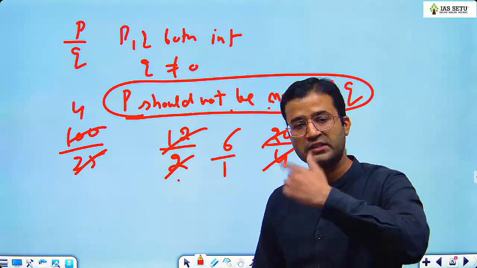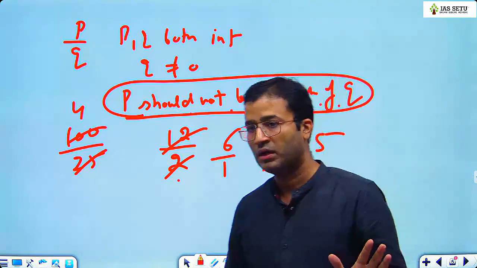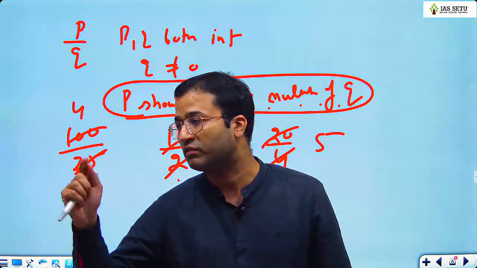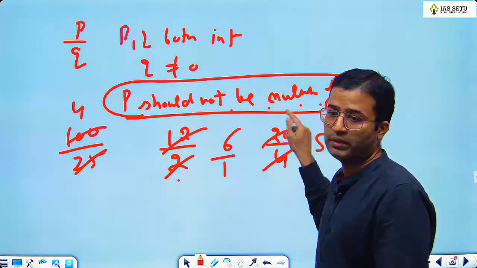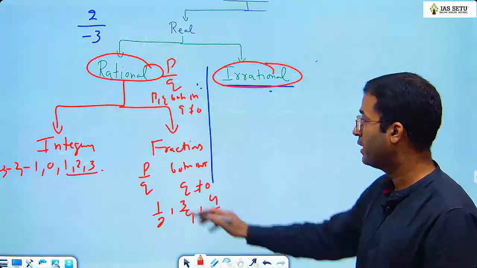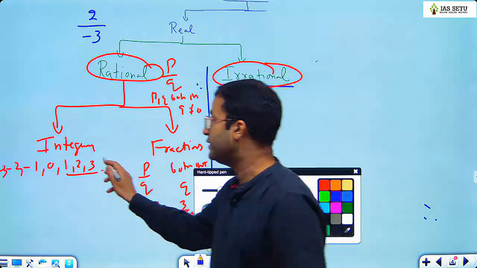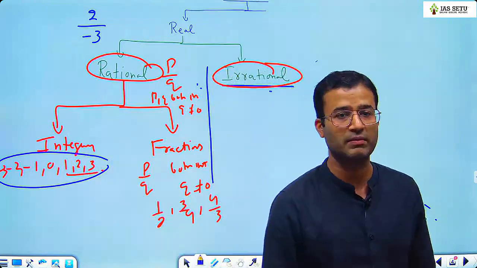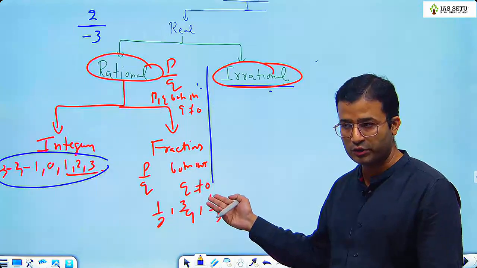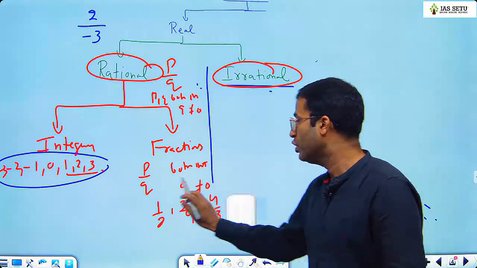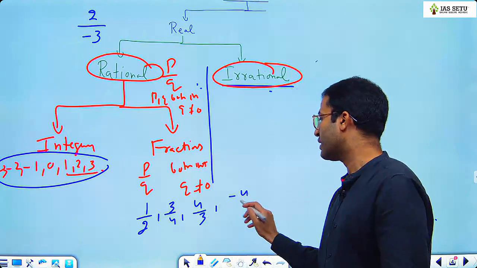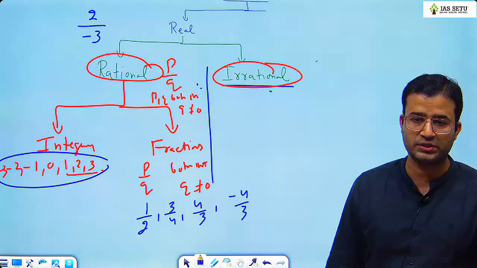So you write, for fractions this condition is very important: p should not be multiple of q as well. And this is the difference between rational and fraction. Everything else is the same, the definition you know about rational number and fraction, but in fraction there is one extra point, p should not be multiple of q. Why? Because the moment you simplify, it becomes an integer. So here we come to the topic again. Integers are 0, 1, 2, 3, -1, -2, -3. Fractions are in p by q form, where both are integers, q not equal to 0, and p should not be multiple of q. So your examples like 1/2, 3/4, 4/3, -4/3, all these are fractions.